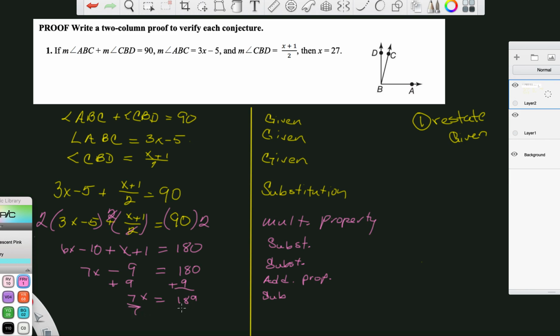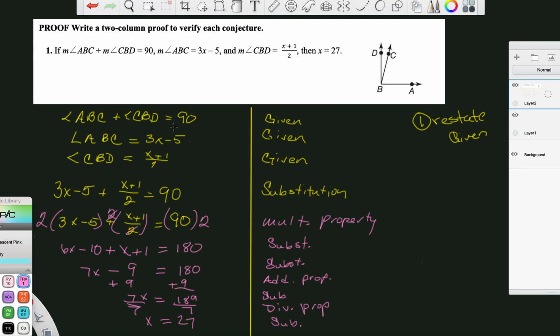I'm going to divide by 7 on both sides. And believe it or not, 189 divided by 7 is 27. So I did two things. I used the division property when I divided by 7 on both sides. And last but not least, I did the math and used substitution. And what happened? I proved that x equals 27.